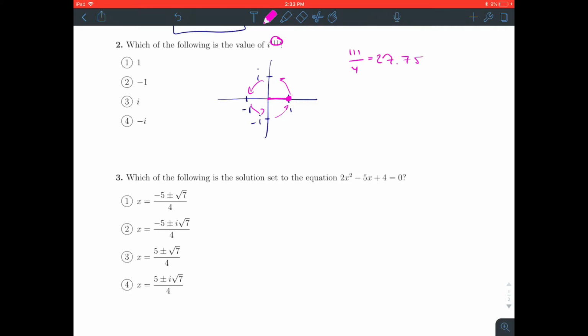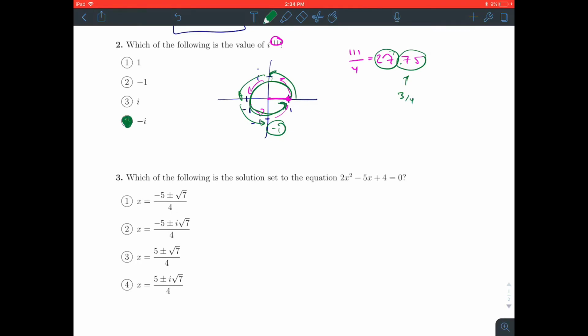27.75. There's a variety of ways you can do it from here that different people in the class are using. But what this corresponds to is 27 full rotations. Those will put us right back where we started 27 times. And then we have an extra 0.75, an extra 3/4 of a rotation. So that would be 1, 2, 3/4 of a rotation, putting us at negative i.